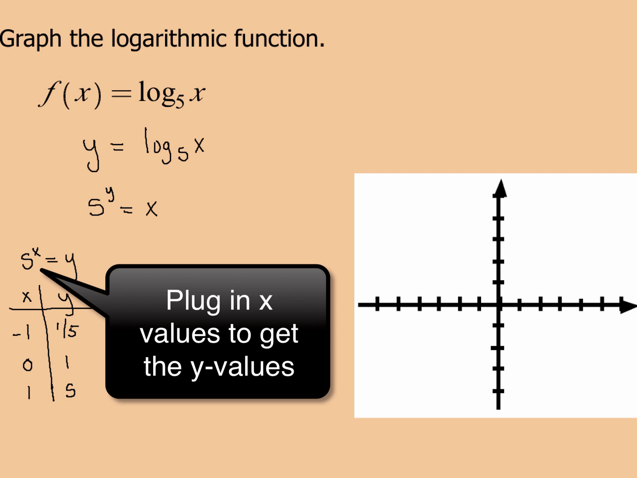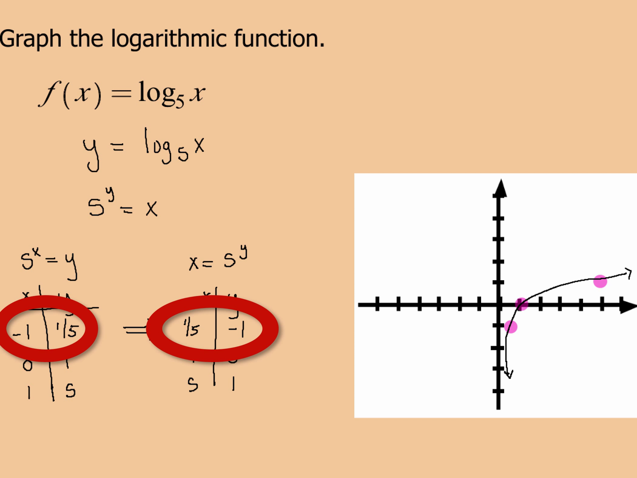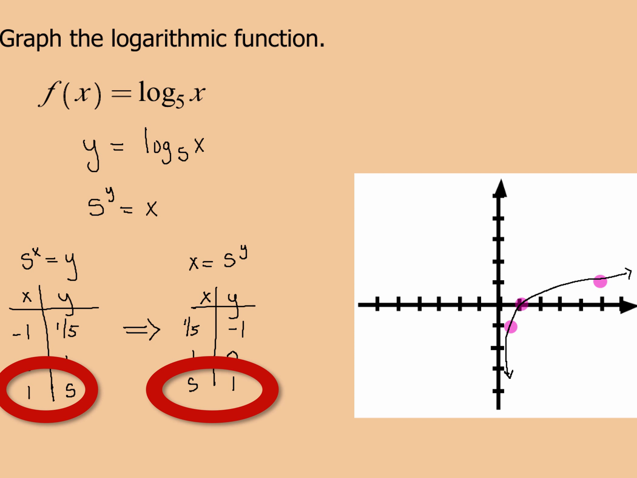5 to the x equals y. And then when we put in negative 1, 0, and 1, that's just going to give me 1/5, 1, and 5 when I plug each one of those x values in for x. Now when you go to find the inverse, remember, all you have to do with the x and y is just switch everything around. So that's going to lead us to this. The negative 1, 1/5 becomes 1/5, negative 1. And the 0, 1 becomes 1, 0. And of course 1, 5 becomes 5, 1.